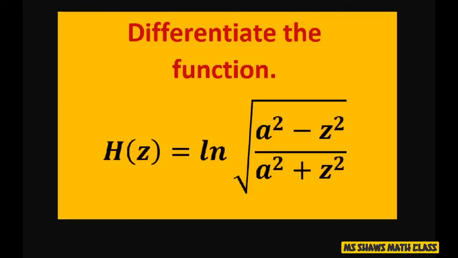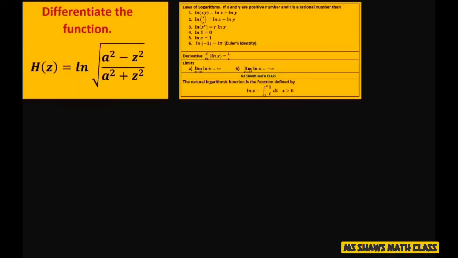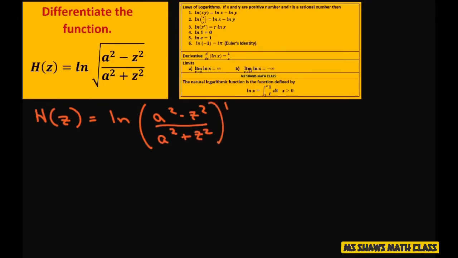Everyone, we're going to differentiate the function h of z. So we'll get started. The first thing I'm going to do is just rewrite this. So this is h of z equals ln of a squared minus z squared divided by a squared plus z squared, to the 1/2 power.